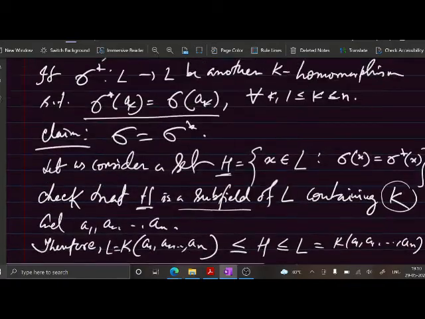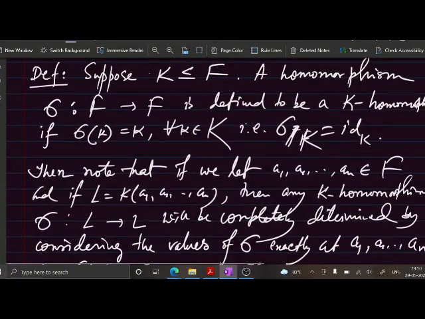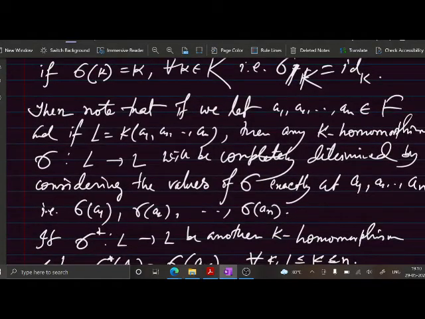Okay, because we see that any K homomorphisms from a finitely generated field K1 to K1 can be determined completely by means of its values exactly at A1 to An.